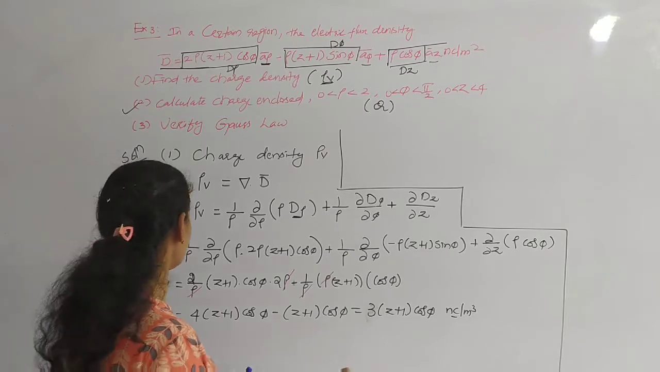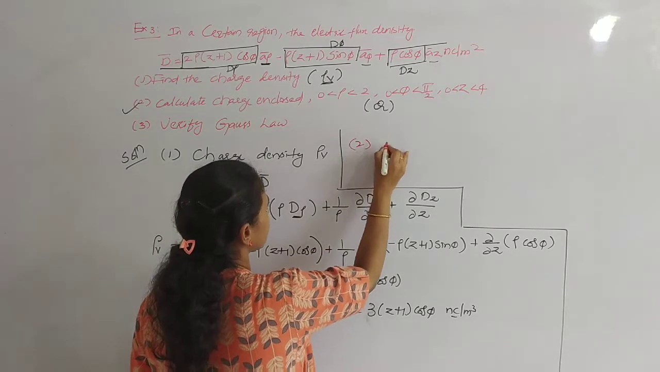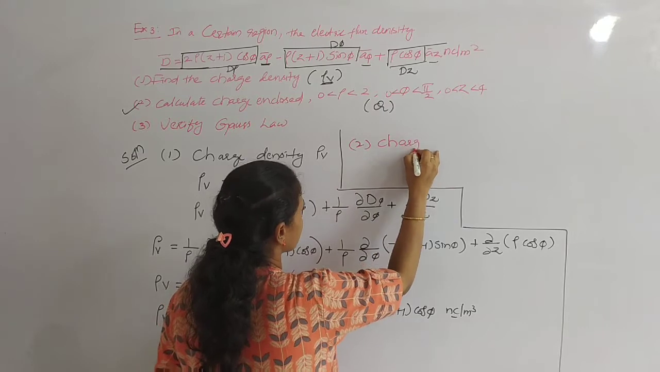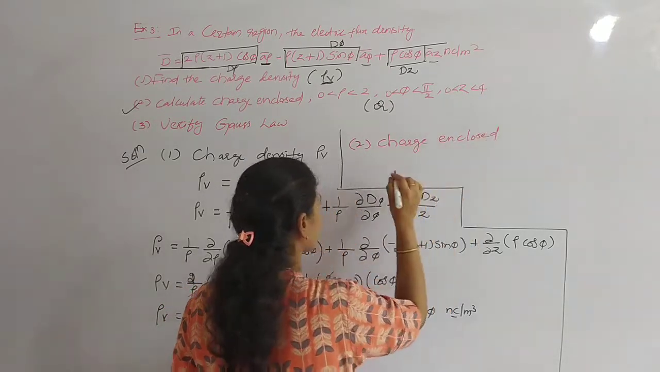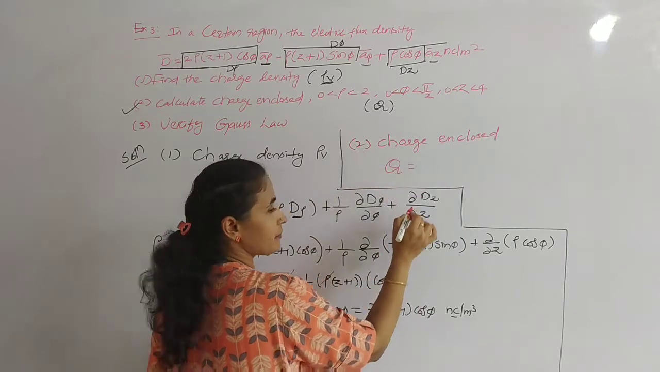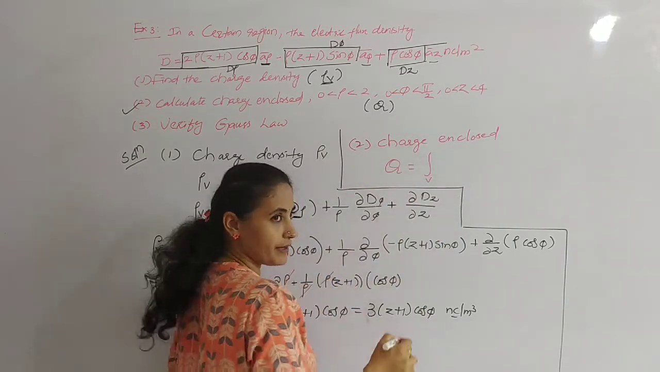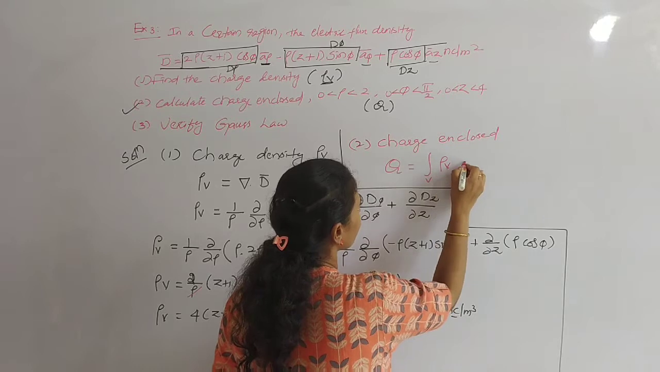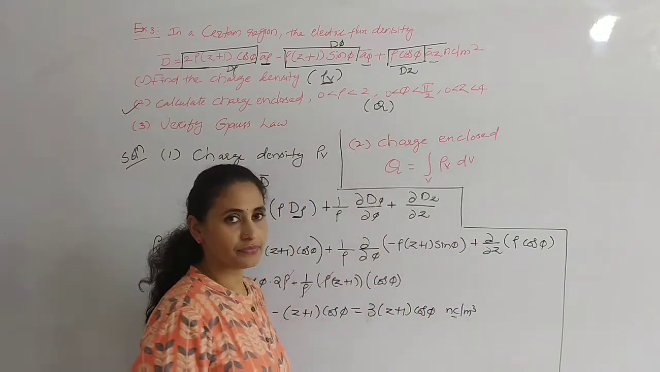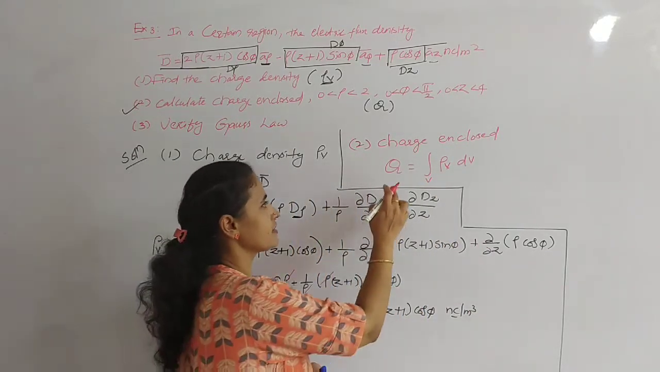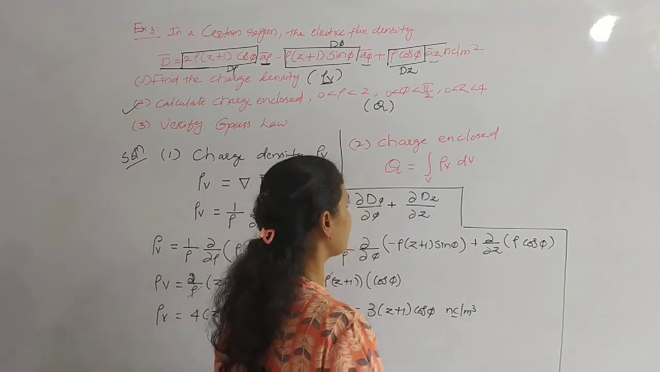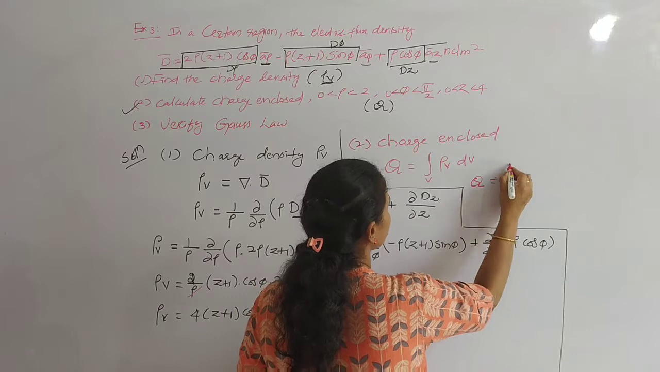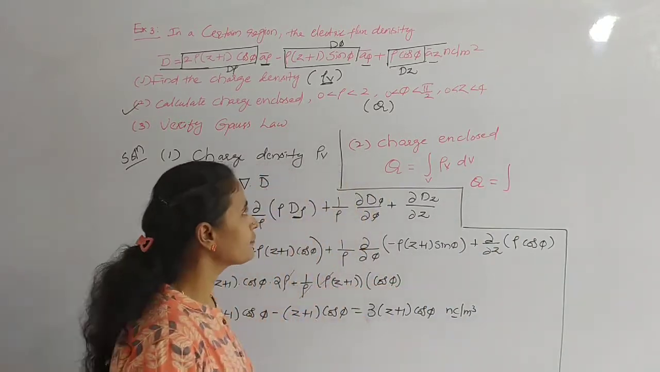Charge enclosed, the formula, second bit, charge enclosed. Okay, Q is given by the volume integral of rho v into dv. The formula for the charge Q is given by the volume integral of rho v into dv. So Q is given by a volume integral, which means 3 integrations.